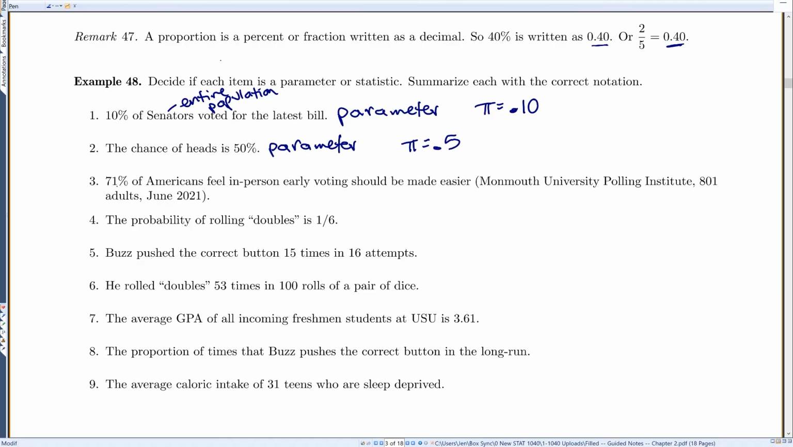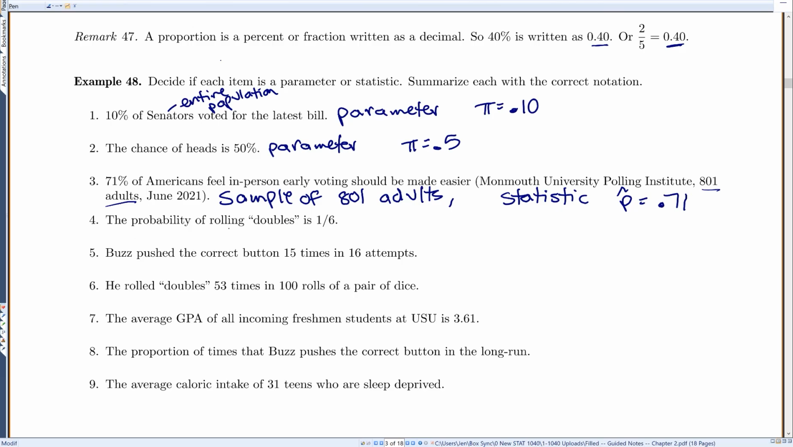Let's see. 71% of Americans feel like in-person early voting should be made easier. Well, that sounds like a parameter until you keep reading. It comes from a polling institute, those are people that take samples, of 801 adults. So that's a sample of 801 adults, which means that the number has to be our statistic. So my statistic, which we're going to write p hat, is equal to that 71%, so 0.71.